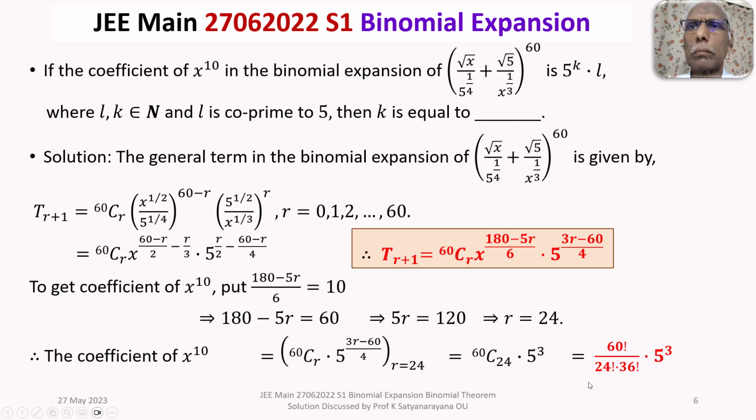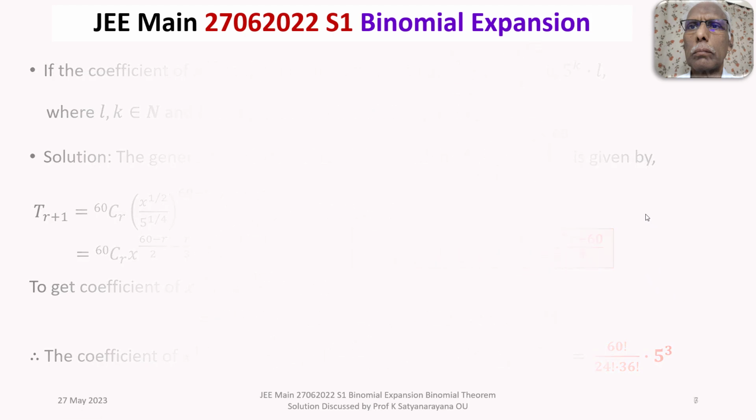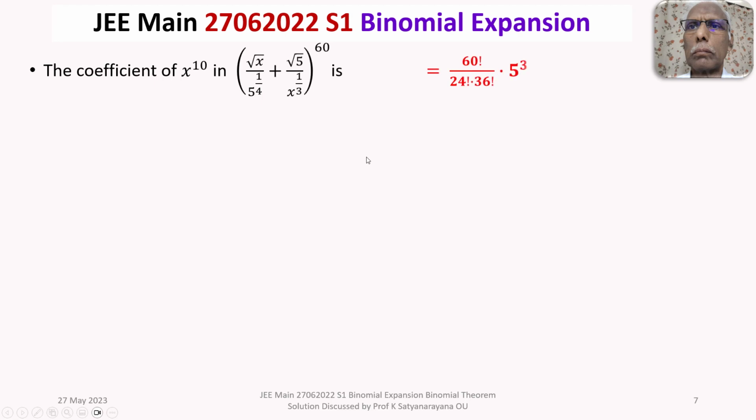Now, from this 60 factorial by 24 factorial by 36 factorial, extract all powers of 5, and multiply with 5 cube. Then write it as 5 to the power of k into L, where k and L are natural numbers, and L is relatively prime to 5. That we do in the next slide. So we have the coefficient of x to the power of 10 as 60 factorial by 24 factorial into 36 factorial into 5 cube.